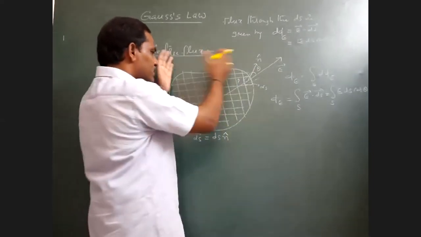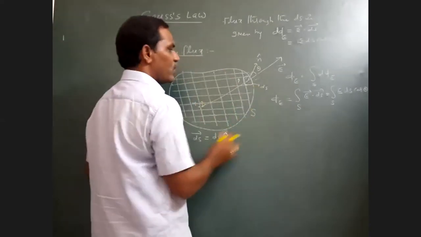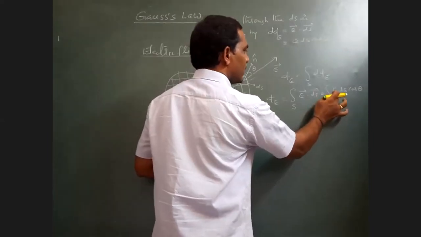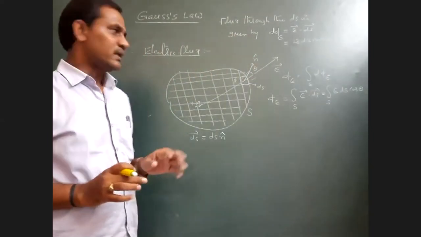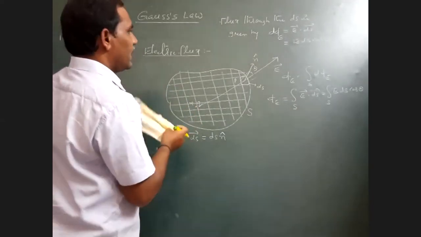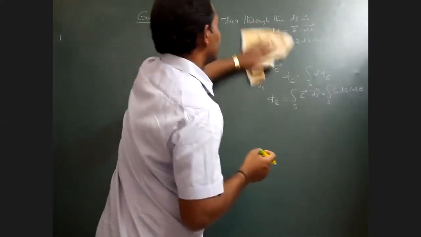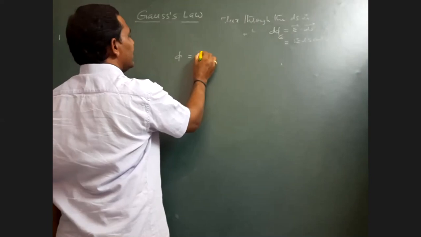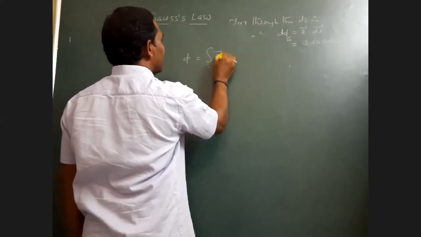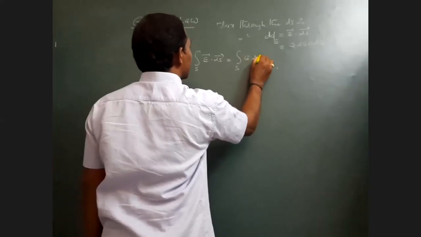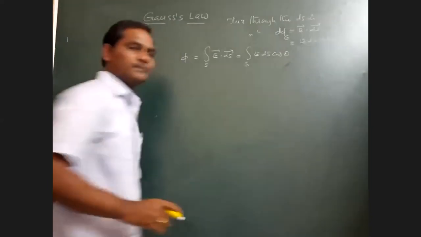The total flux through this surface area, as we have written, phi equals the integral over S of E bar dot dS bar, that equals the integral of E dS cos theta. Here I am explaining this concept. So finally, what we got? The total flux phi is equal to the integral over S of E bar dot dS bar, that equals E dS cos theta.